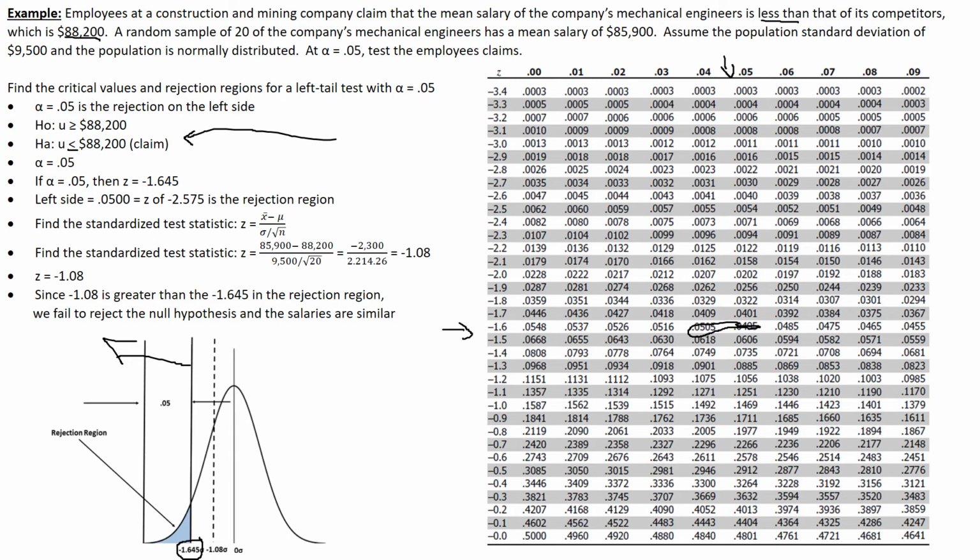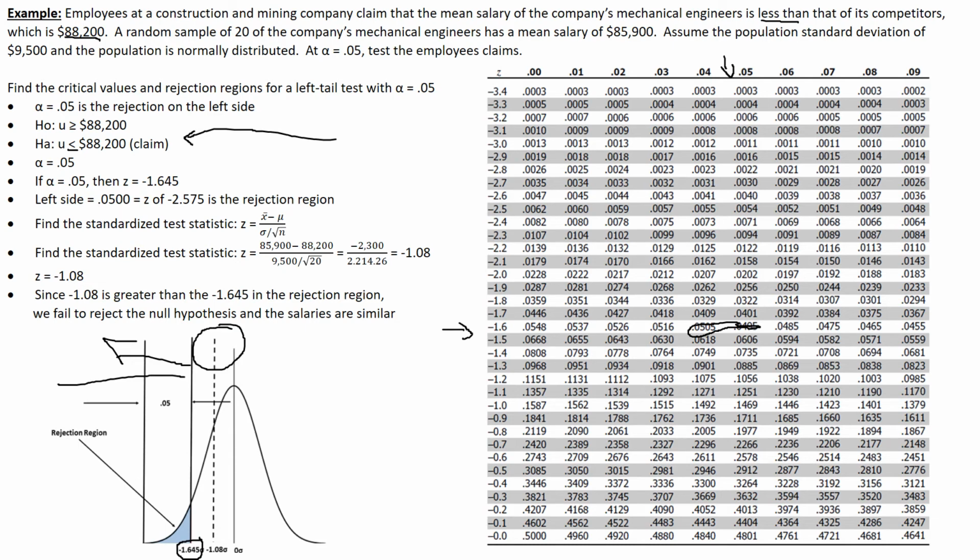It's 2,214.26. I get negative 1.08. So my z-score is negative 1.08. Negative 1.08 is right here in this dotted line.